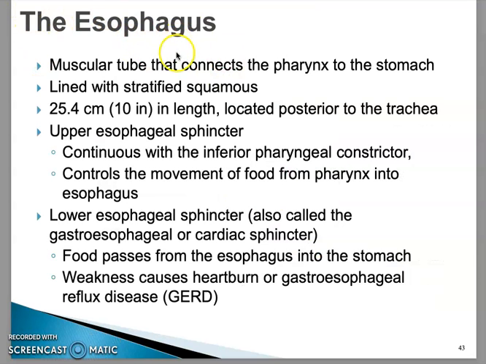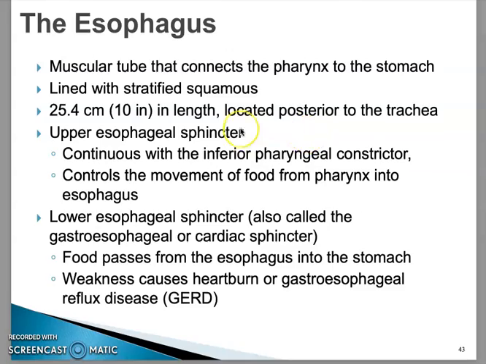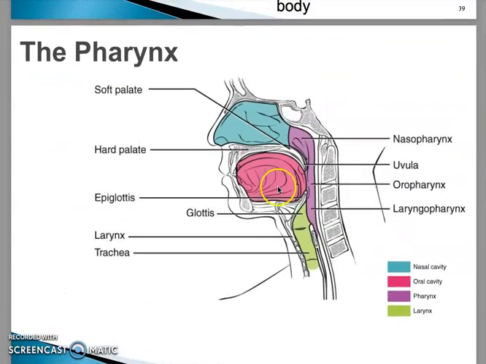The esophagus, as I pointed out in that last diagram, works very closely with the pharynx. The esophagus is that large muscular tube that connects the pharynx to the stomach. When you ingest food, it goes straight from the pharynx through the esophagus to the stomach. It's a straight line down. This entire tube is lined with stratified squamous epithelium. It is very long, and it is located posterior to the trachea.